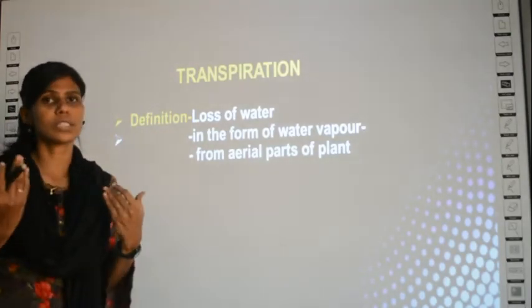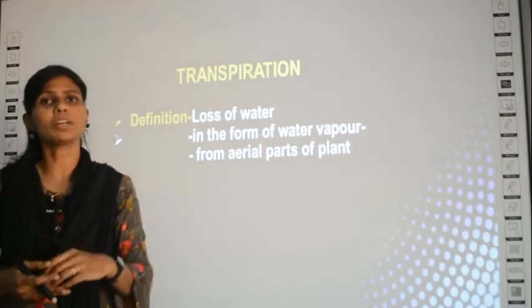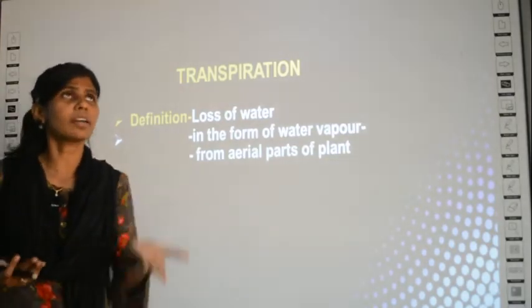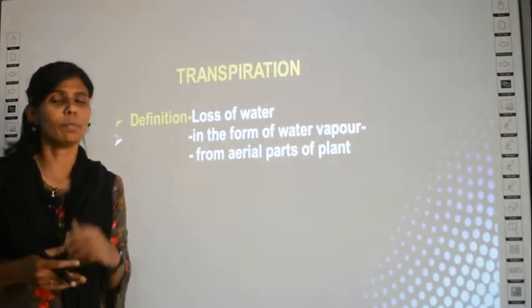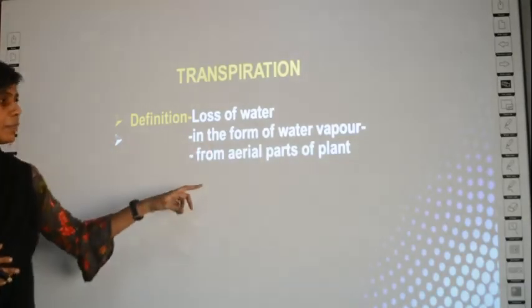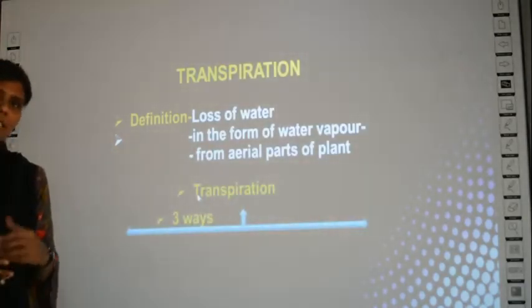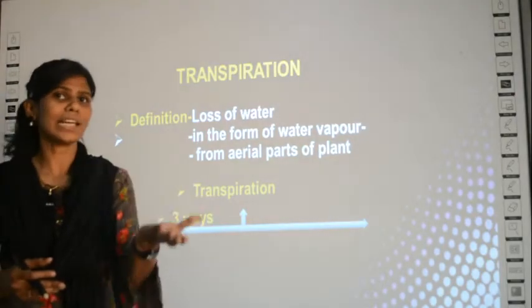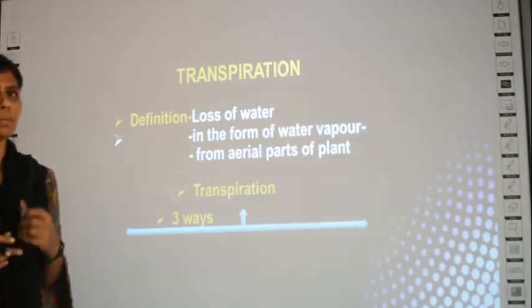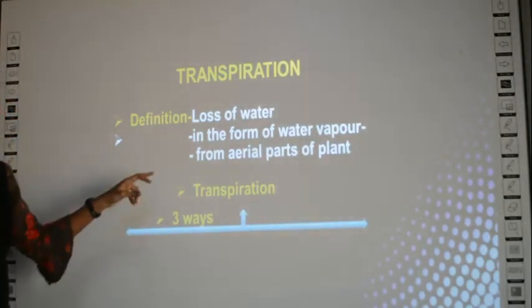That's why we cannot see. I told you 99% of water is lost. No, are you seeing water coming out through the leaves every time? No, because it is in the form of water vapor. From the aerial parts of the plant, mostly it is through the leaves, but generally from other parts of the plant also, to some extent, it can transpire.